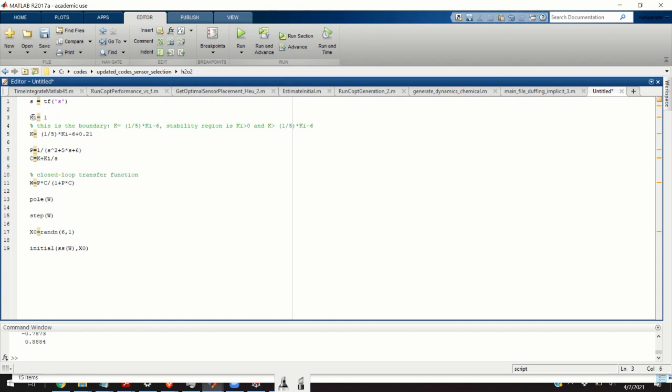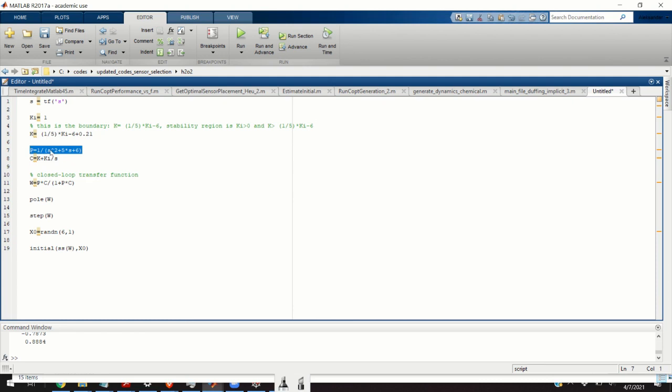Then, let us choose the parameters. We know that the stability region is given by ki larger than 0 and k larger than 1 over 5 ki minus 6. So by choosing ki and k as follows, we choose this on the boundary and if we go a little bit above the boundary, we will make the system stable, and if we go below it, we will make the system unstable.